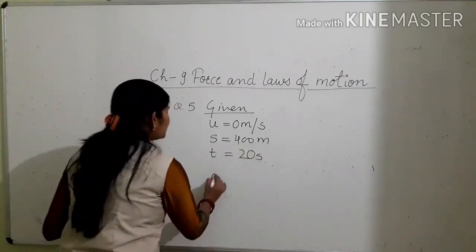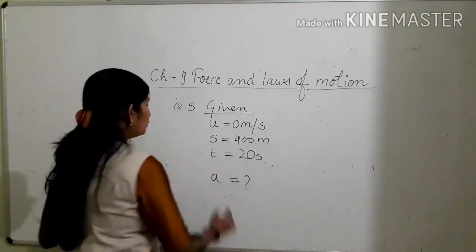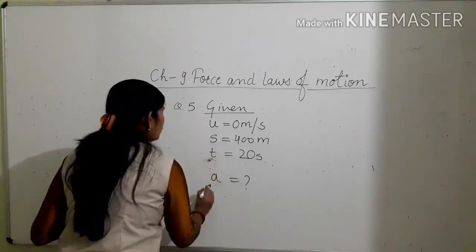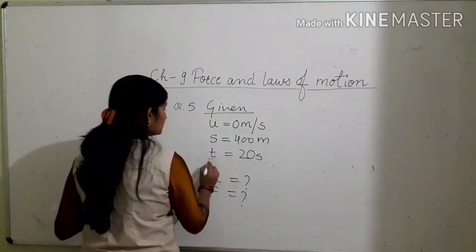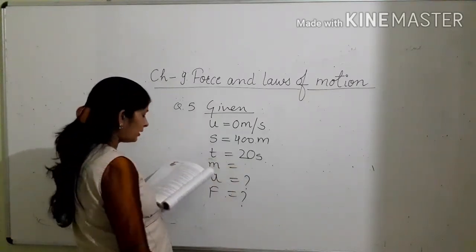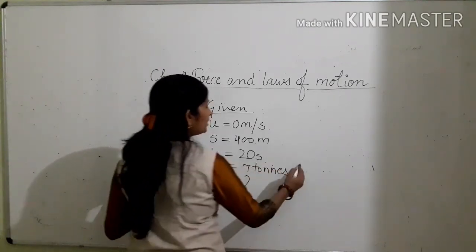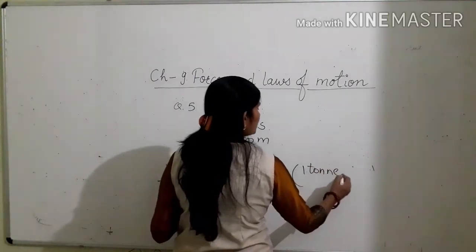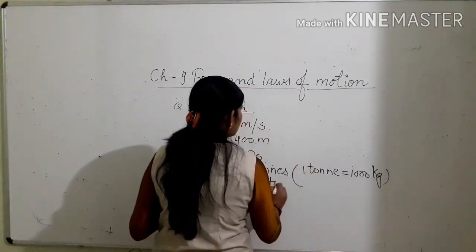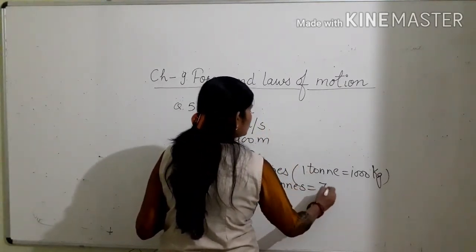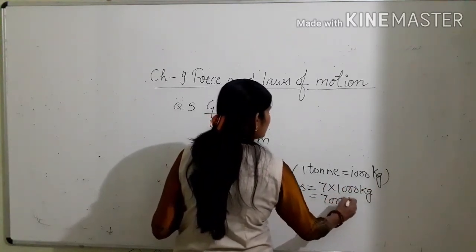Now you have to find the acceleration produced in the truck, and then you have to find the force acting on it. Its mass, small m, is given as 7 tons, and we know that 1 ton is equal to 1000 kilogram. So 7 tons is equal to 7 into 1000 kilogram, that is 7000 kilogram.